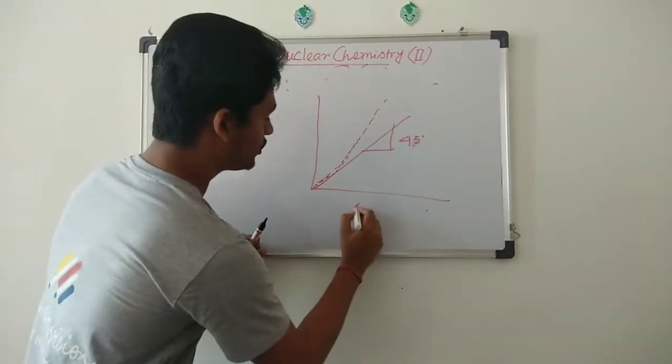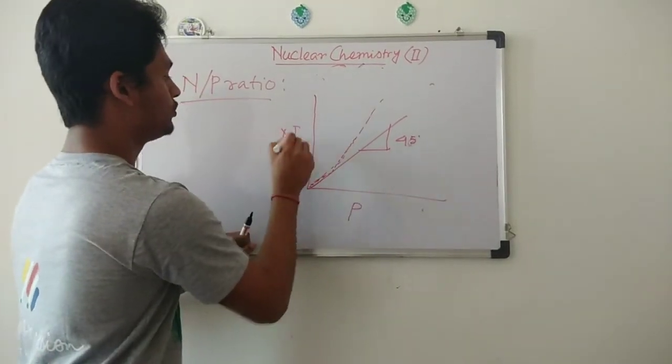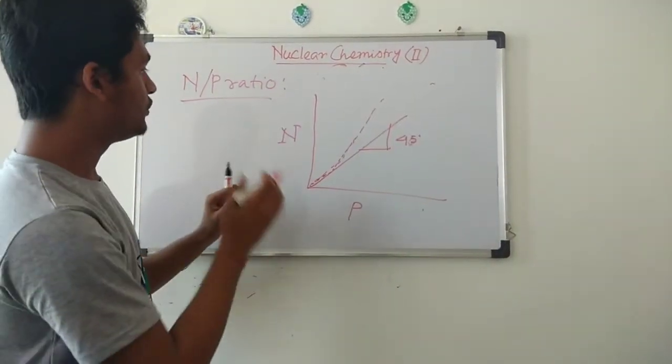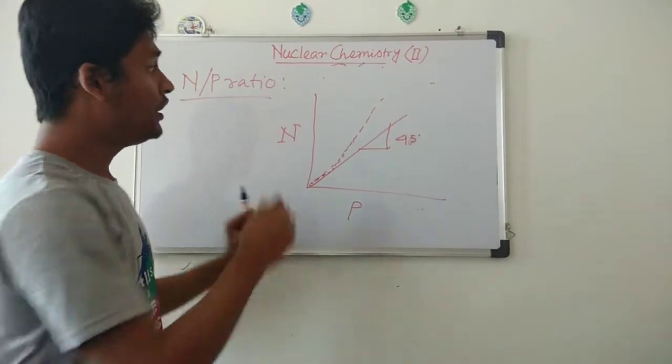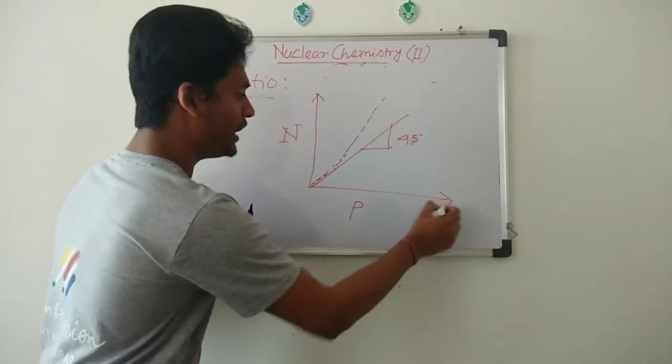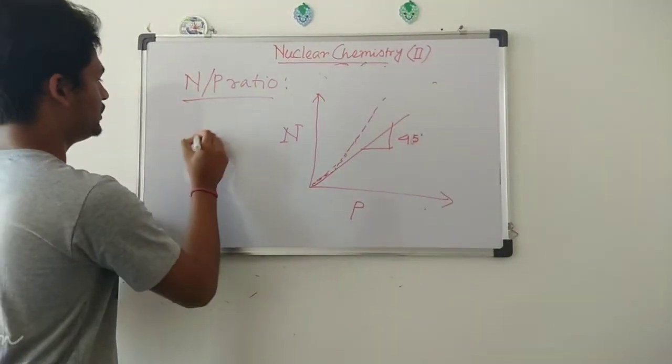So here this is proton, this is neutron. I already told you. The variation of neutron number with proton number is the chart they got, and the name of the chart is also important. That is the CSIR chart.